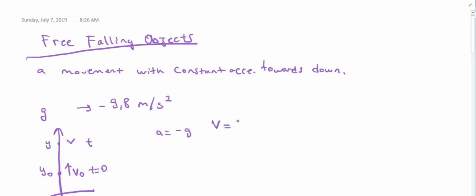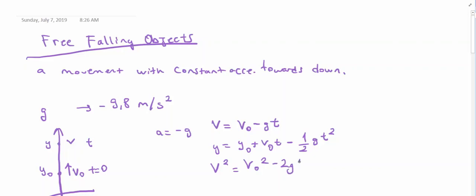Our velocity would be v0 minus g times t, and our position equation would be like this: y equals y0 plus v0t minus 1 over 2, instead of at squared, we will write gt squared. And for our equation without using time, v squared equals v0 squared minus 2g(y minus y0).